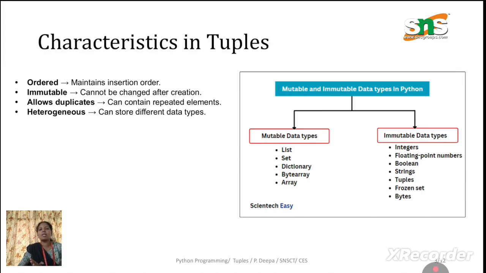Python has two types of data types: one is mutable data types and another is immutable data types. The mutable data types include the list. We have what is a list, what are its characteristics, and how to use it in programming. We know the list, set, dictionaries, bytearray, and arrays. Immutable data types are integer, floating point, boolean, and whatever data types we use in programming.